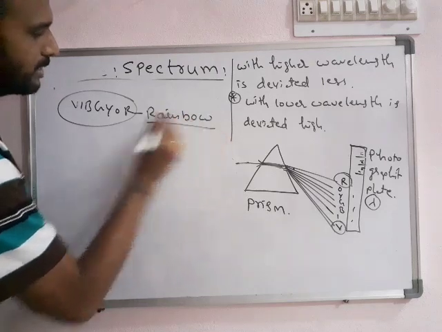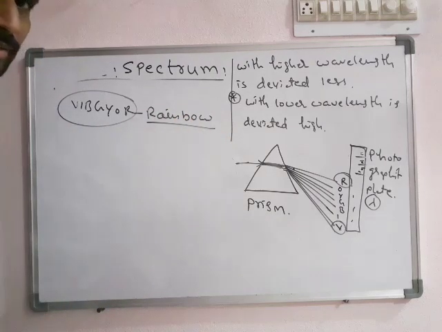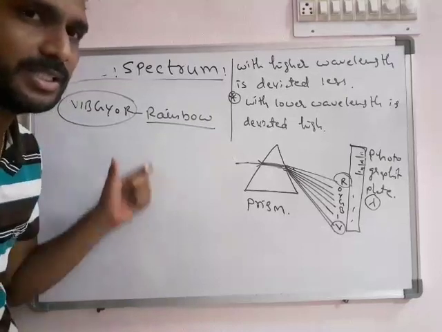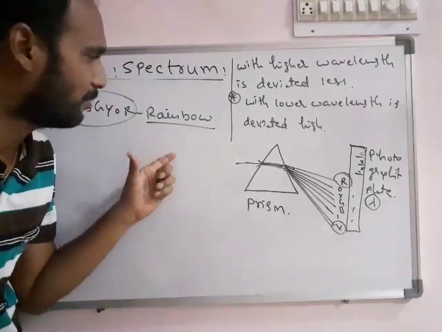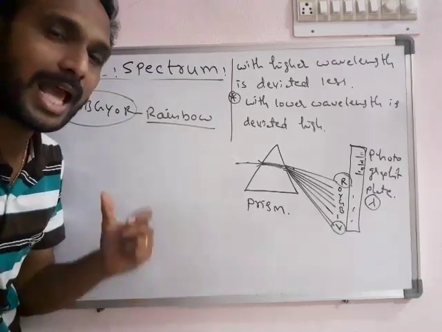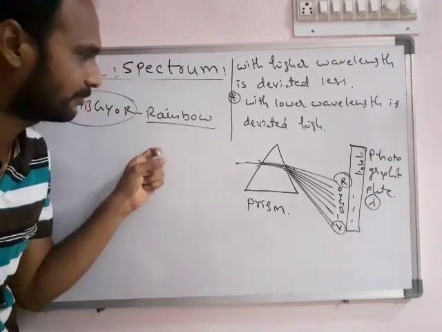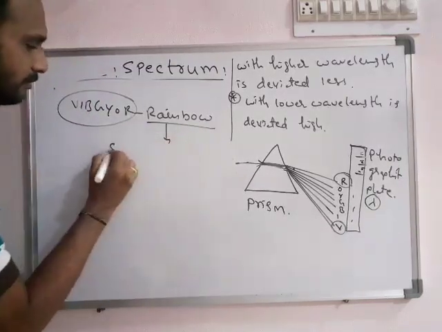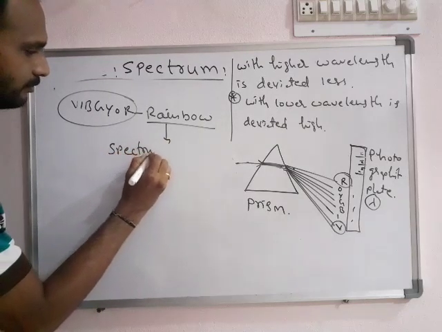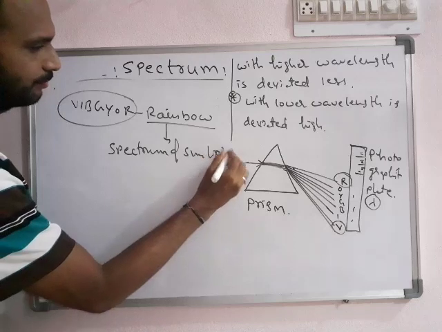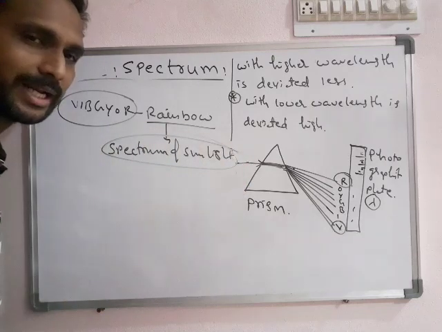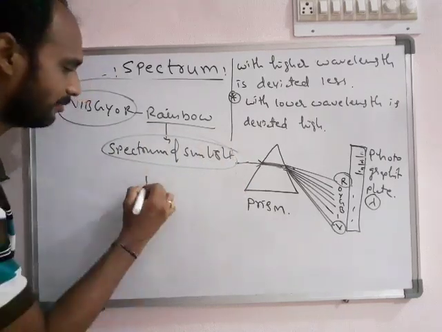మన రెయిన్బోలో ఈ 7 కలర్స్ ఉంటాయి. But did any one of you observe these 7 colors particularly? We just hear that the rainbow consists of 7 colors. Actually it is treated as the spectrum of sunlight. Spectrum of sunlight.